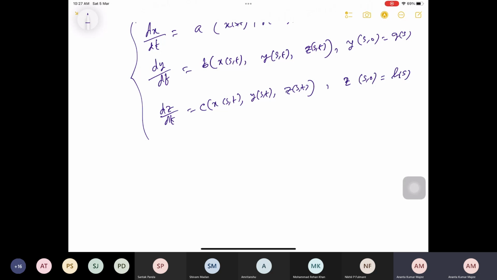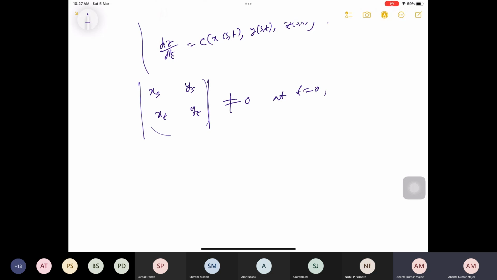To apply the inverse function theorem, what I need to show is that, at least near t equal to 0, if you look at the Jacobian, which is x_s, y_s, x_t, y_t, this is my Jacobian matrix. If the determinant of this matrix is non-zero at t equal to 0, then I can use the inverse function theorem: in a neighborhood, I can convert xy to s and t.